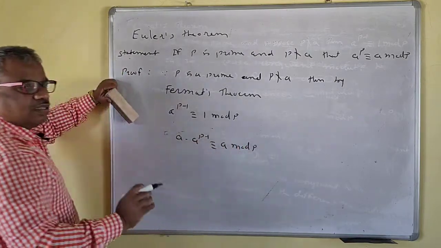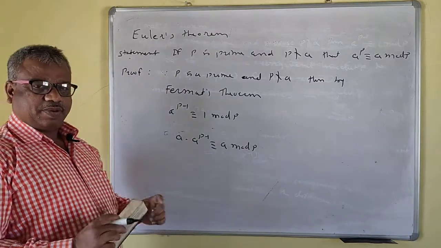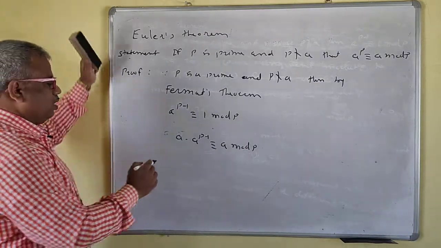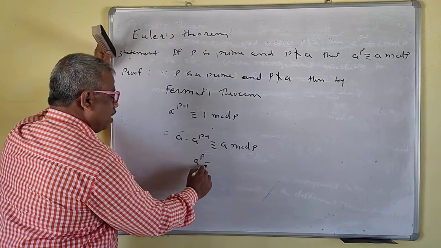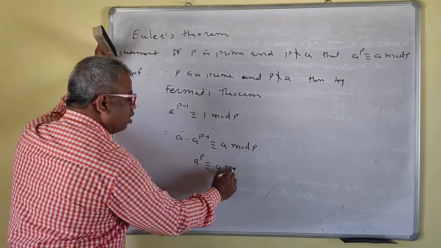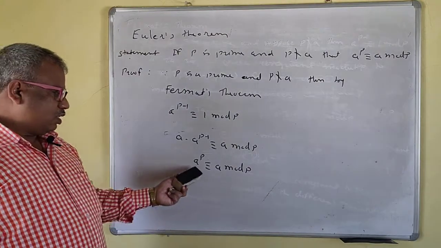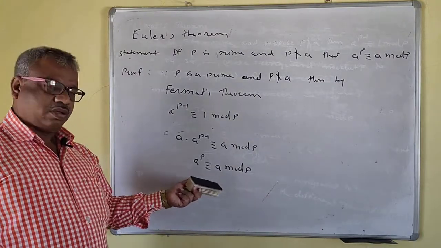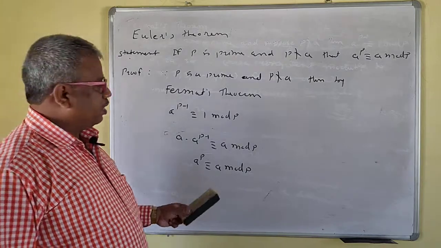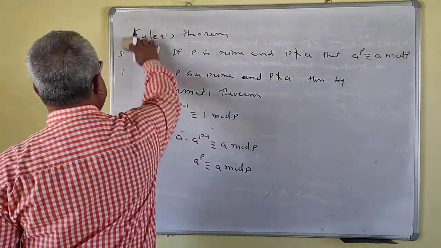For cancellation we have the problem. For multiplication we don't have any problem. So this is what? a raised to p is congruent to a mod p. This is also actually the application of Fermat's theorem. So this is also Fermat's theorem: a raised to p is congruent to a mod p.